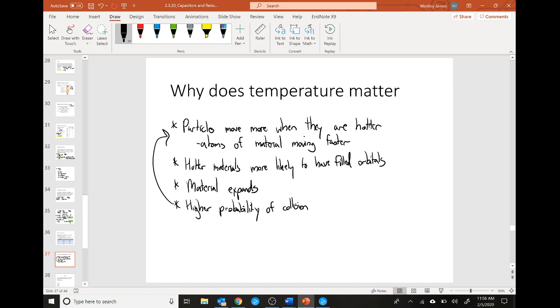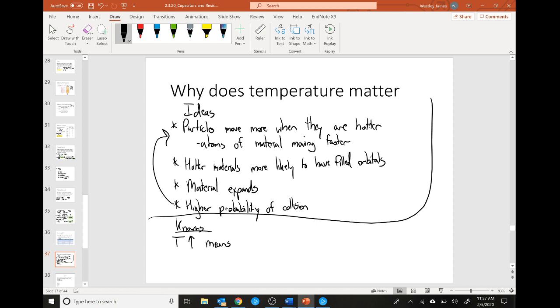All right. So these are all some ideas. I like that there's many different concepts used here. So we're just going to start from a fundamental thing of what is temperature, what does it mean for something to get hotter, and that's going to lead us to that first one. These were the ideas. And then we'll go with just knowns. Temperature increase does mean that particles wiggle more.